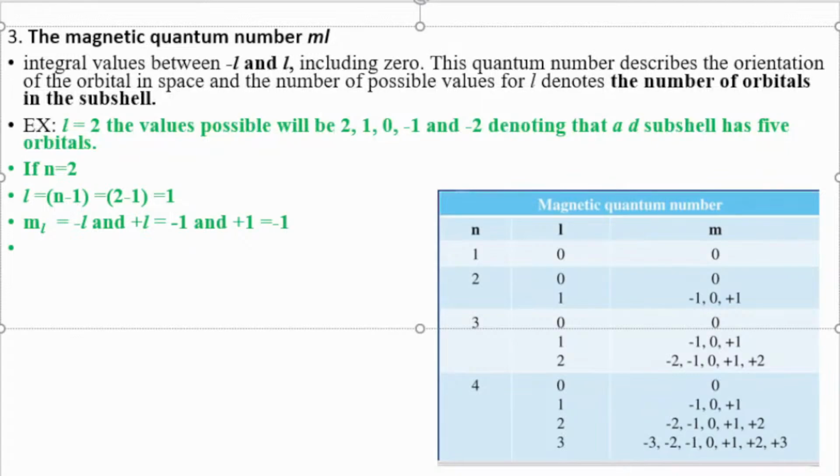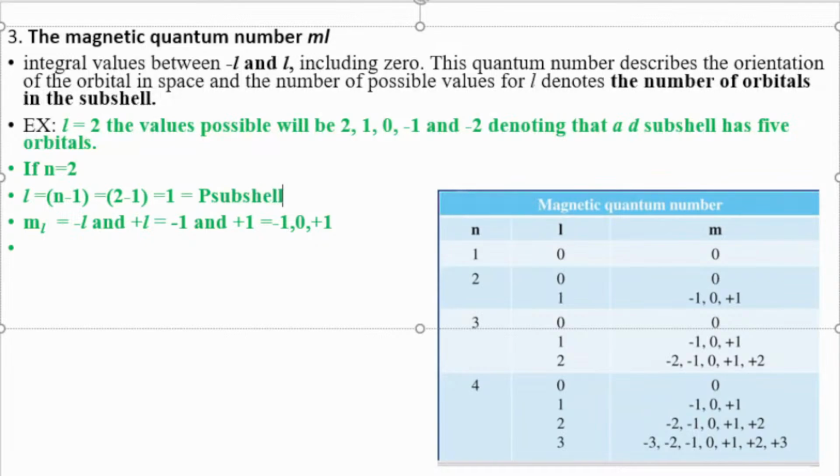Think about a number line. The number line has minus 1, 0, plus 1. Okay, did you get it? So it has minus 1, 0, 1. So L 1 means it is the p orbital. It is the p subshell.